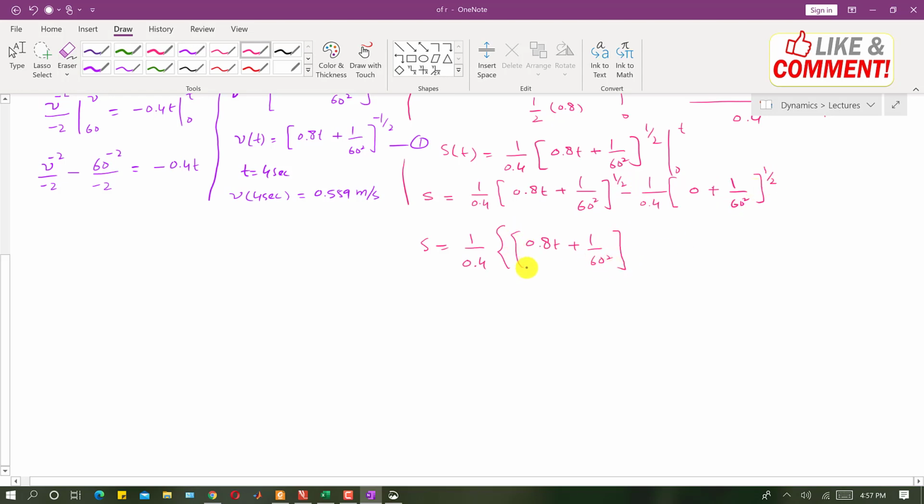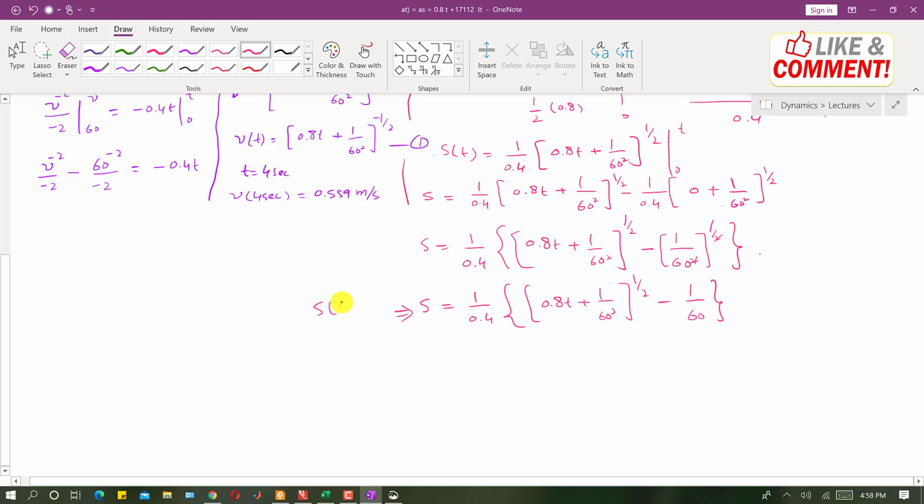So this is 1 divided by 0.4 times (0.8t + 1/60)^2 to the power 1/2, minus (1/60)^2 to the power 1/2. When we further simplify this, the square cancels out with the power 1/2, so we are left with only 1/60. So this is the s of t function, s as a function of t.